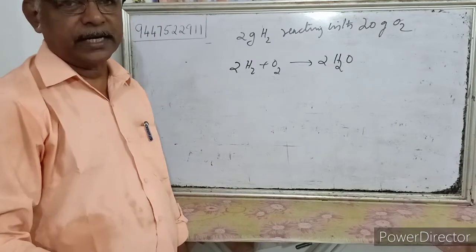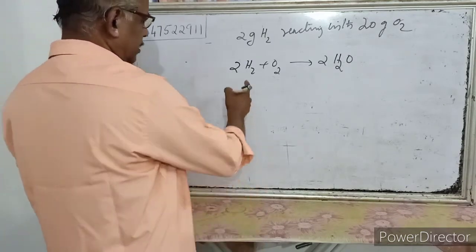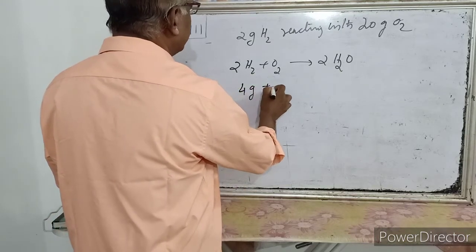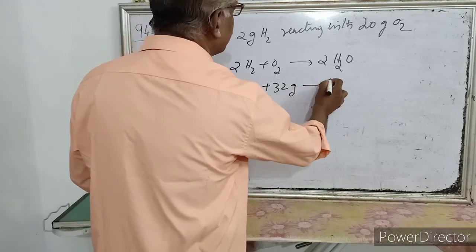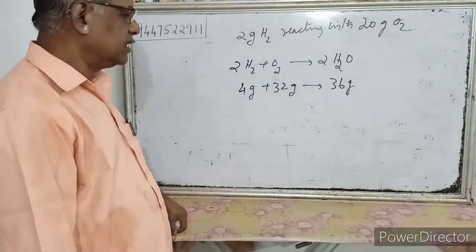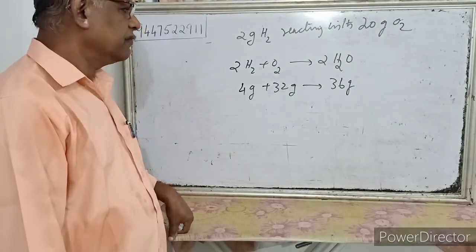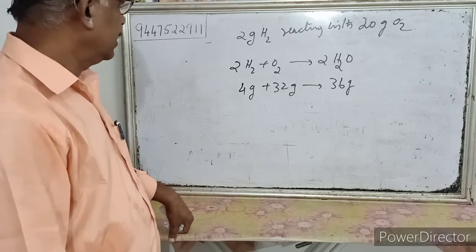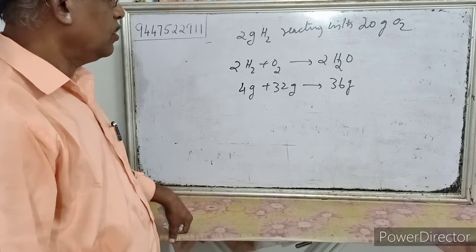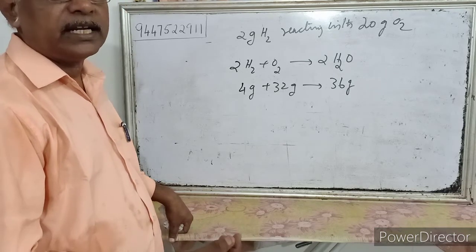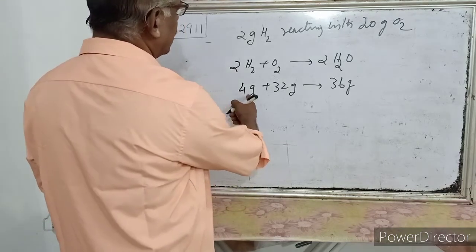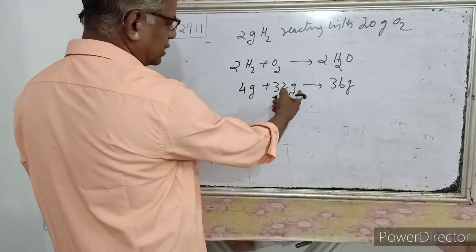Hydrogen and oxygen when combining give water. The molecular mass of oxygen is 32, so 4 grams of hydrogen combine with 32 grams of oxygen to form 36 grams of water. According to the basic equation, 4 grams of hydrogen require 32 grams of oxygen. But you are given 2 grams of hydrogen reacting with 20 grams of oxygen. So you have to calculate how much oxygen is required for reacting with 2 grams.